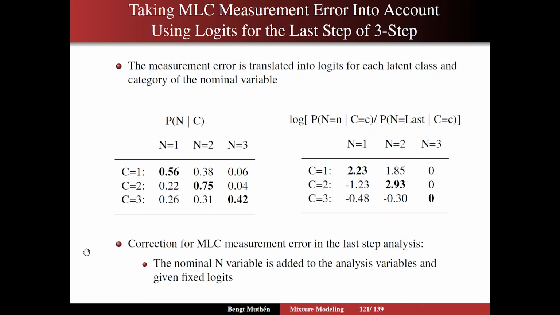So we make a correction for this most likely class measurement error in the last step analysis, where the nominal n variable is added to the analysis variables and given these fixed logits. So they come from the Pn given C table, which comes from the posterior probabilities for each individual.